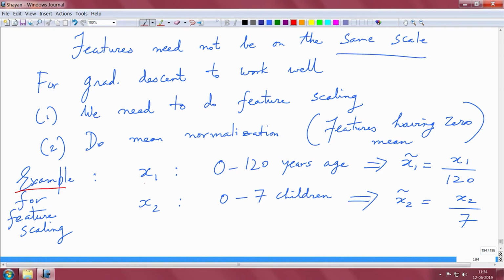The first variable x1 is the age variable, 0 to 120 years, x2 is the number of children, say 0 to 7 children. So, I formulate x1 tilde as x1 upon 120, just normalizing with the maximum number of years in that population, and x2 tilde as x2 upon 7, normalizing over the variable x2. So, I can formulate like this. So, now this is within 0 to 1.